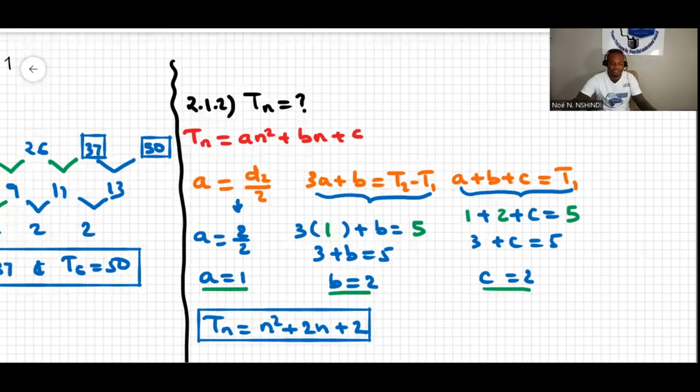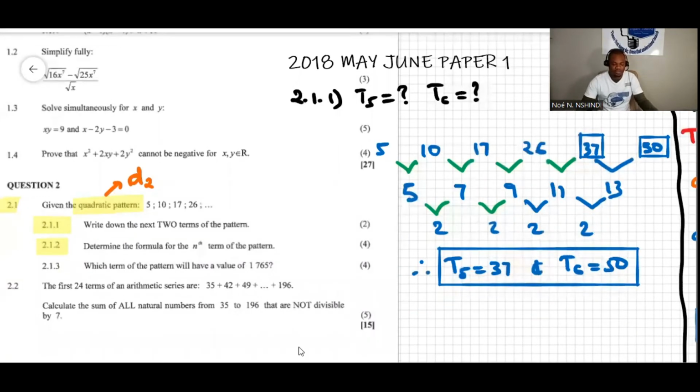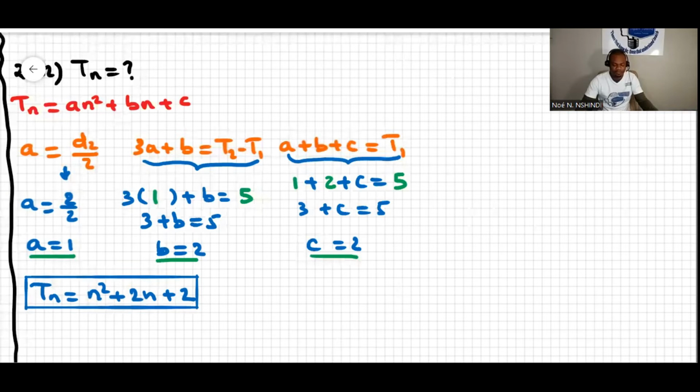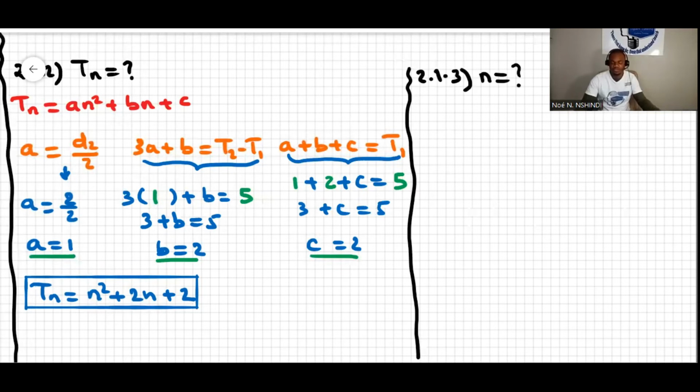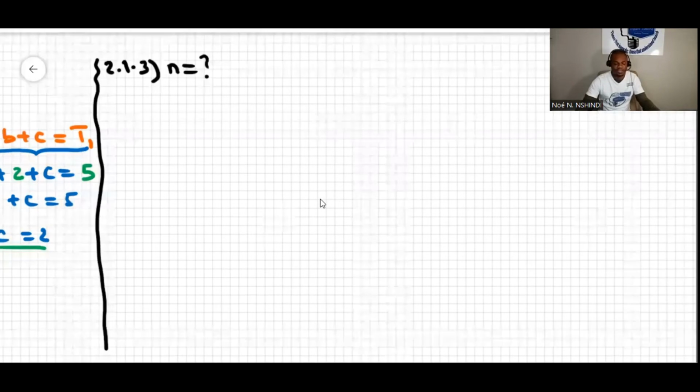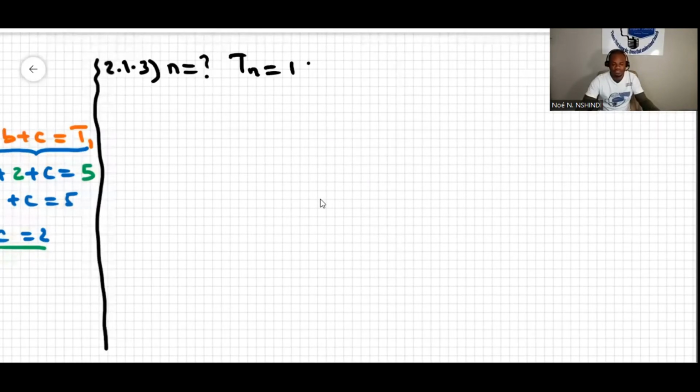And then the following question is question 2.1.3. The question says, which term of the pattern will have a value of 1765. All right. I'm going to move my book over here. Let me split this way. So question 2.1.3, when they say which term will have a certain value, it means we're looking for n. Okay, the index is the position of the term. So now which term, what is n, such that Tn equal to 1765.